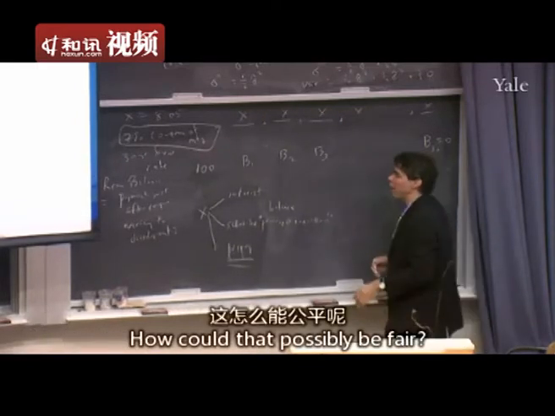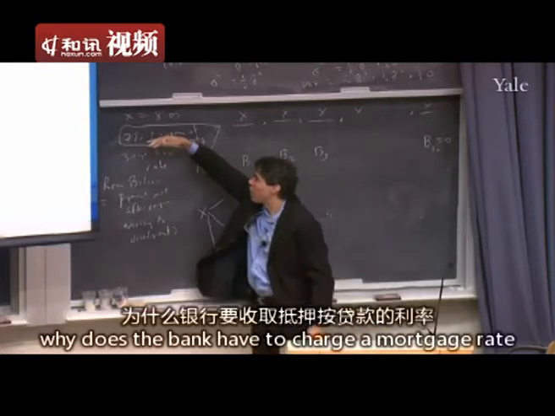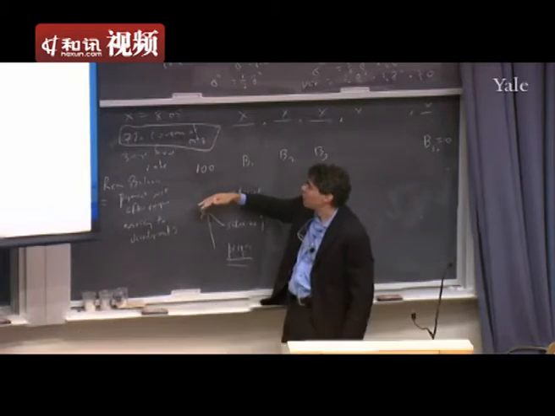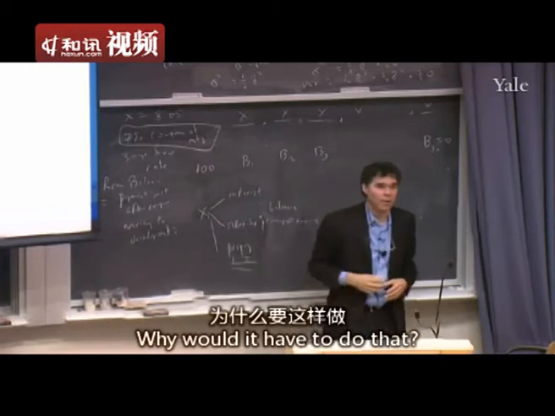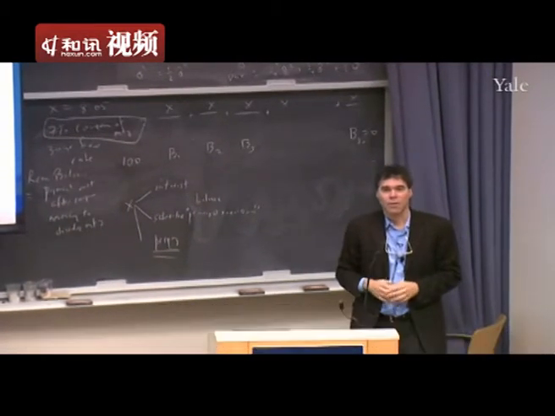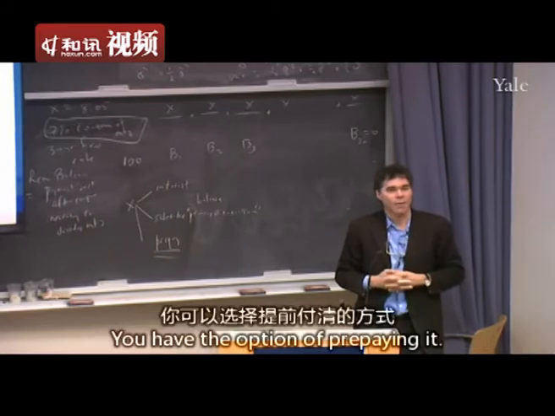How could that possibly be fair? Or to put it another way, why does the bank have to charge a mortgage rate that's way above the starting interest rate? Why would it have to do that? Why does it do it? Why is everyone willing to pay it? You see what the question is? Back there, yes.